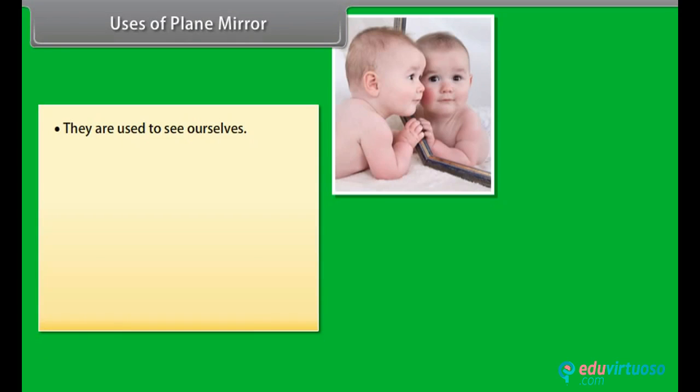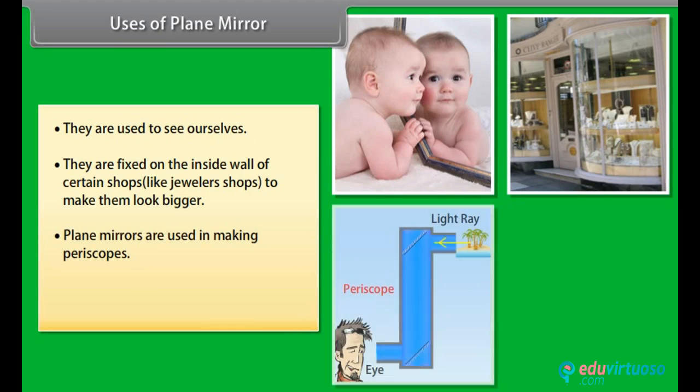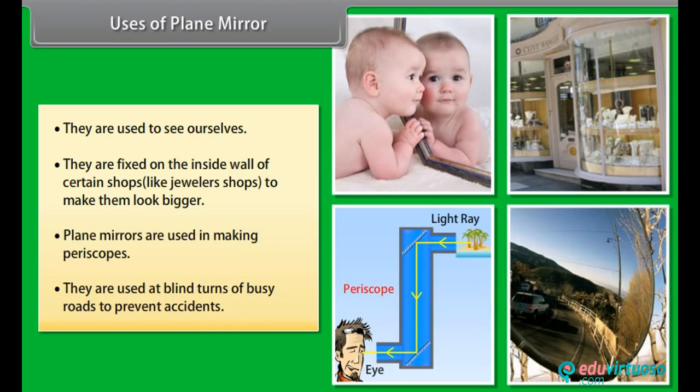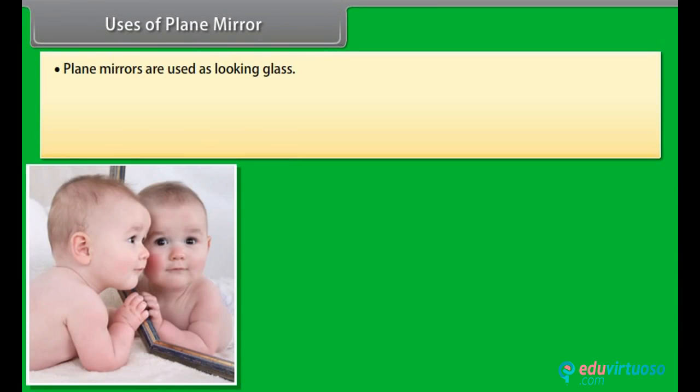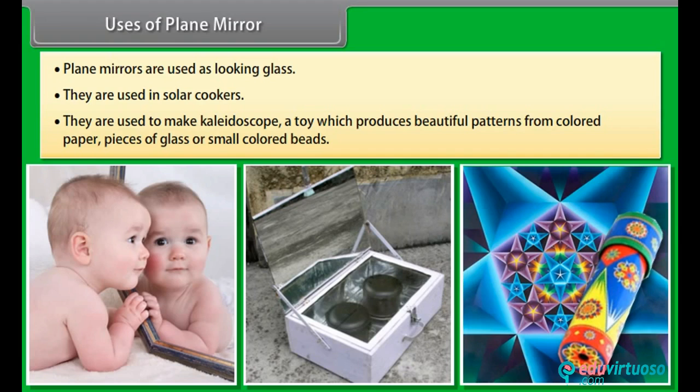Uses of plane mirror. They are used to see ourselves. They are fixed on the inside wall of certain shops like jeweler's shop to make them look bigger. Plane mirrors are used in making periscopes. They are used at blind turns of busy roads to prevent accidents. Plane mirrors are used as looking glass. They are used in solar cookers. They are used to make kaleidoscope, a toy which produces beautiful patterns from colored paper, pieces of glass, or small colored beads.